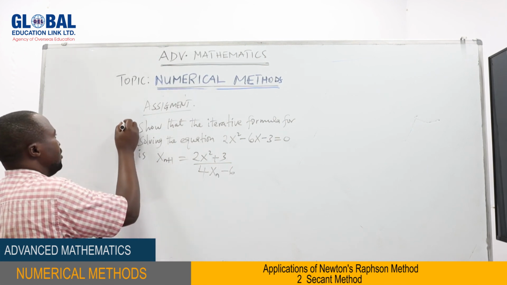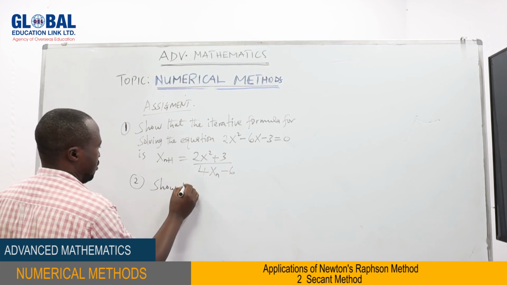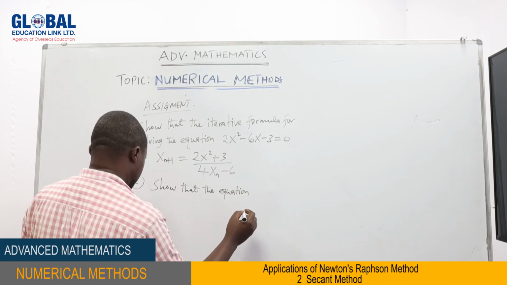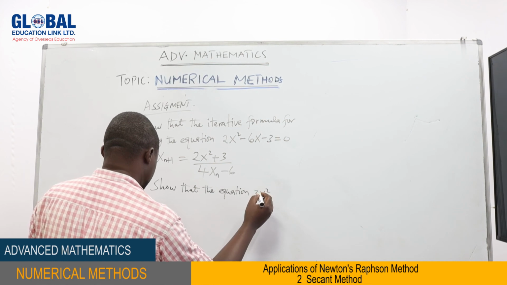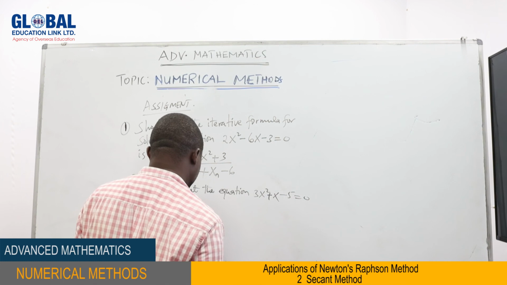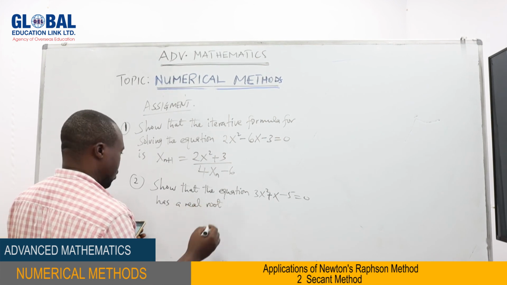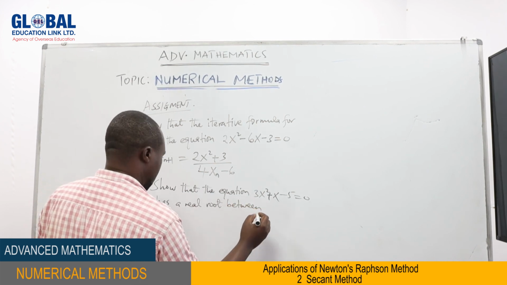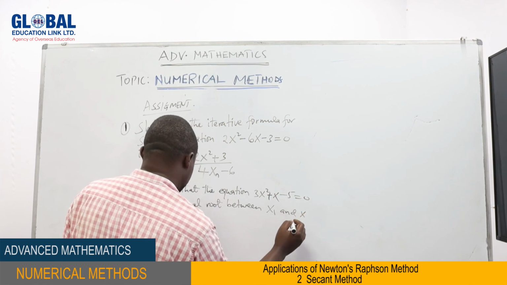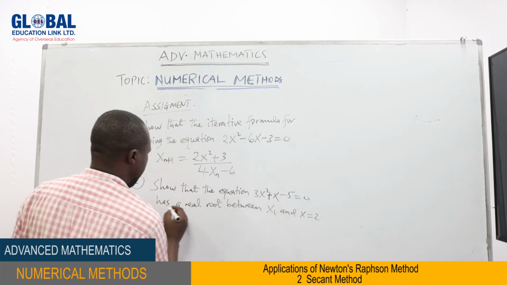But again, the second question: show that the equation 3x squared plus x minus 5 is equal to 0 has a real root between x is equal to 1 and x is equal to 2.